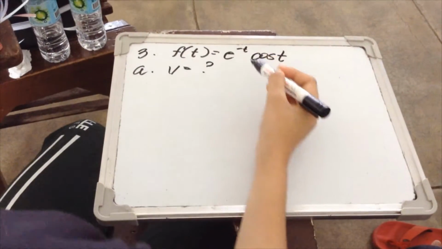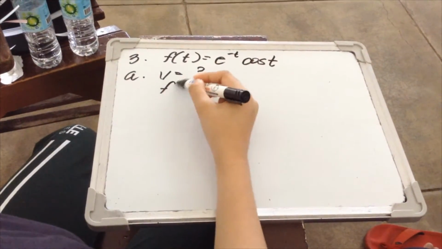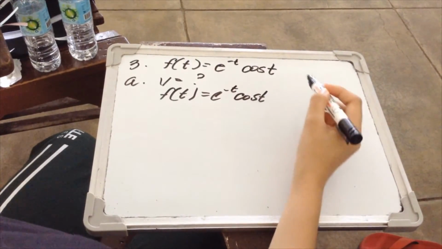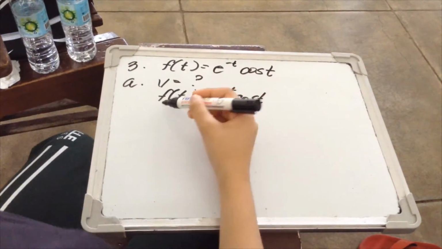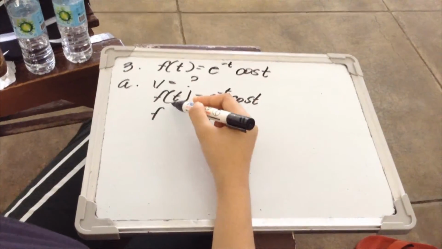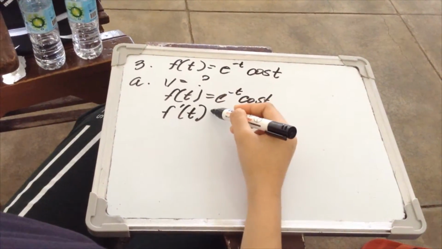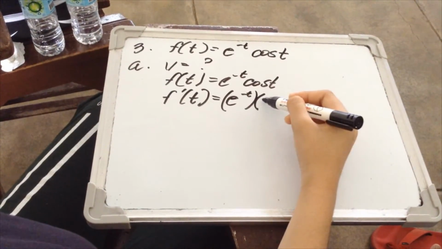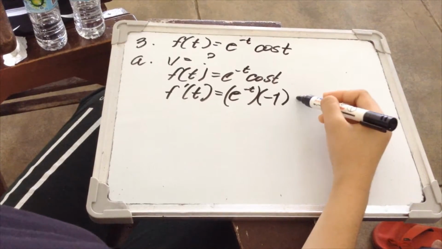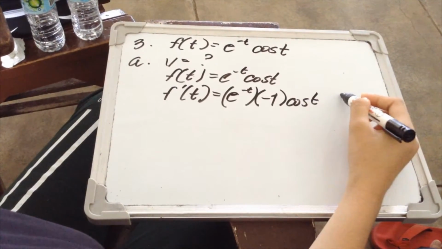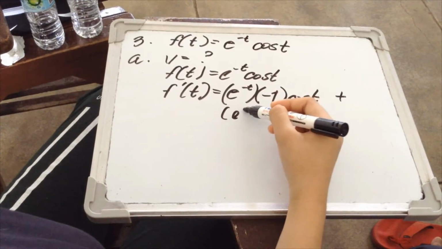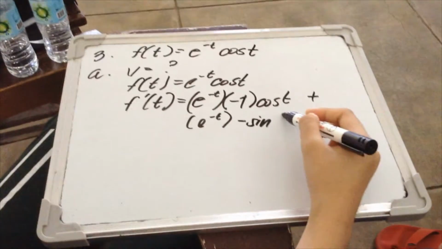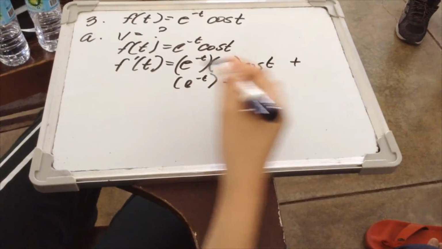For problem 3a, we have to compute the velocity at time t. With the given equation, we have to find its first derivative. First, that would be e to the power of negative t times negative 1 cosine t plus e to the power of negative t times negative sine t. Solving that, that would make negative e to the power of negative t times cosine t minus e to the power of negative t times sine t.